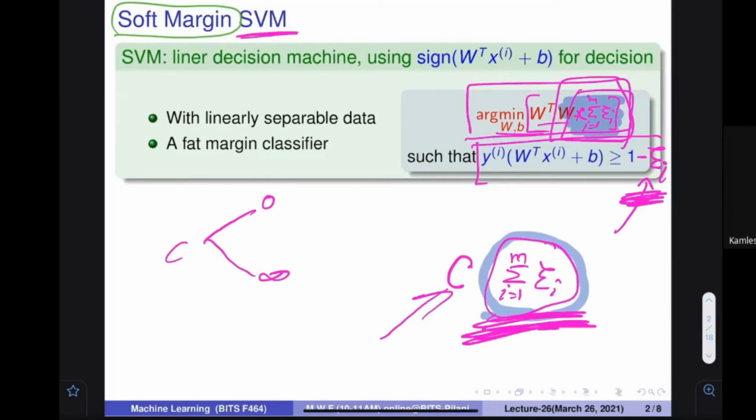I want every point to be correct. But here, when I put it 0, I allow the points to be misclassified, but I'm not going to consider them for the modification of the W's. Okay. So this is a bad classifier. This is the SVM. So we want something in between.